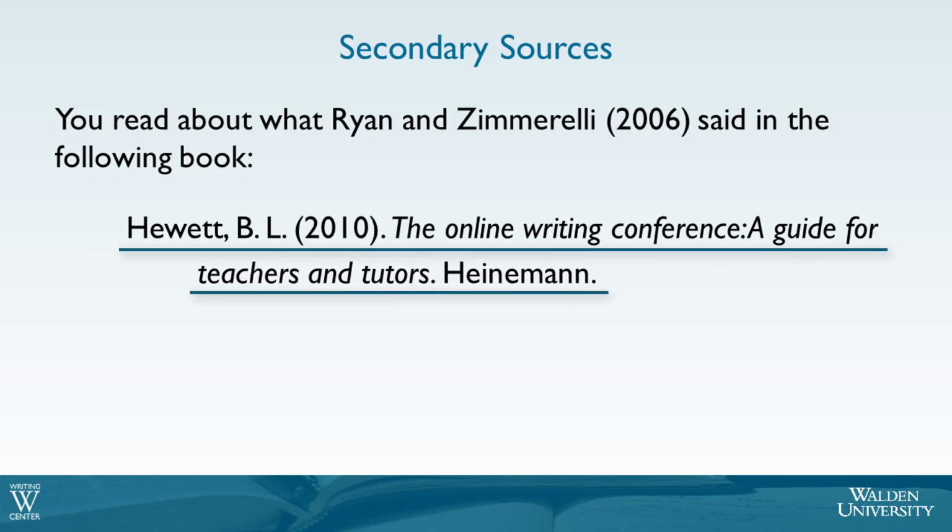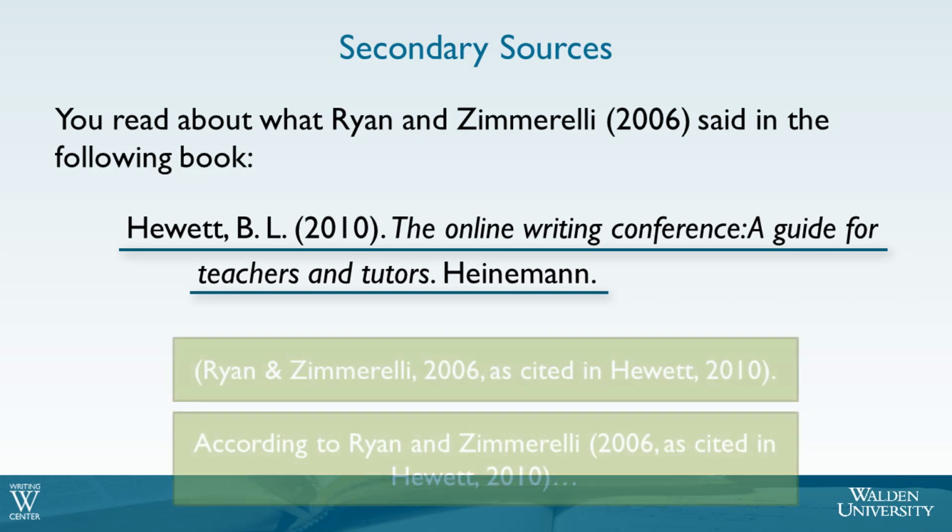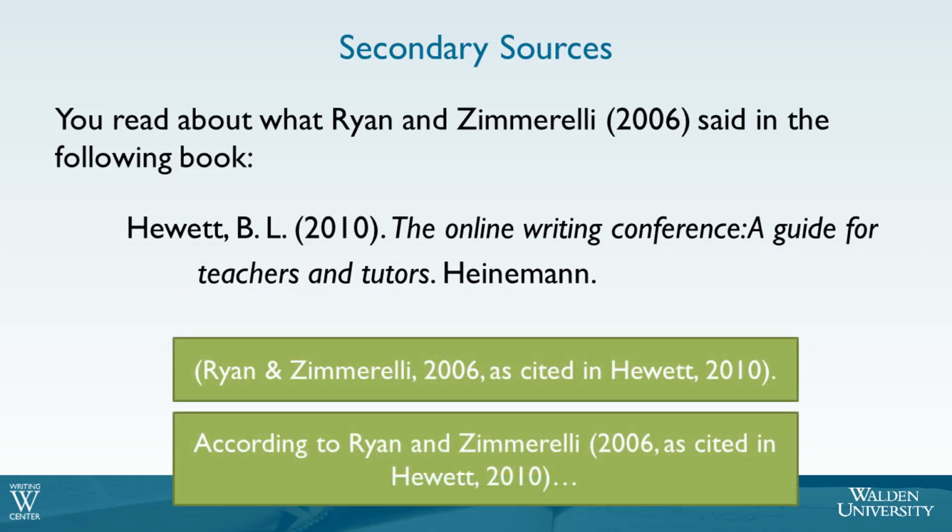First, you'll include the source you read in your reference list. So in this case, that would be Hewitt. Then, for your citations, you'll list the secondary source, Ryan and Zimmerelli, the secondary source's year, 2006, and then the phrasing "as cited in," and the author and year for the primary source you read, Hewitt, 2010. You can do so as either a parenthetical or narrative citation, but in both cases, you'll add "as cited in" and the citation for the source you read. This is the format you'll use in those rare cases where you need to cite a secondary source.